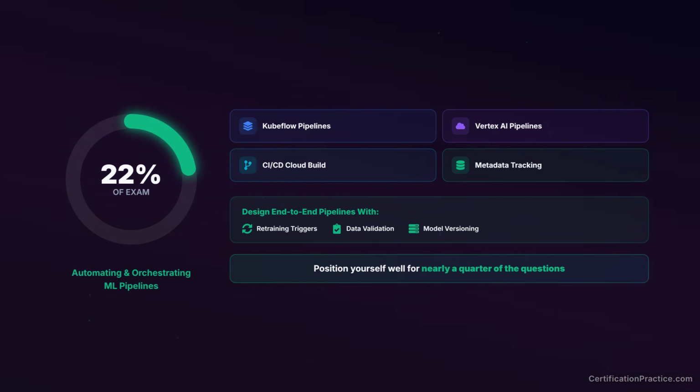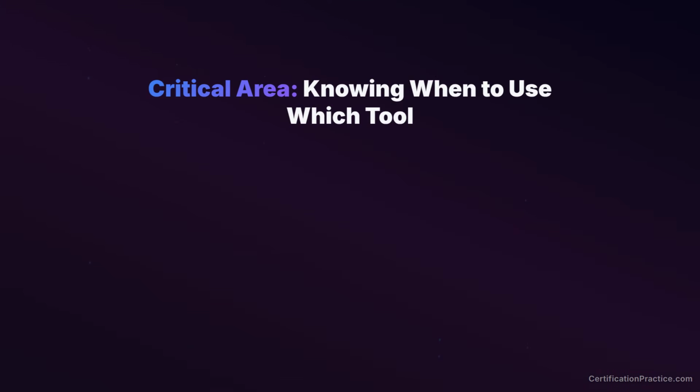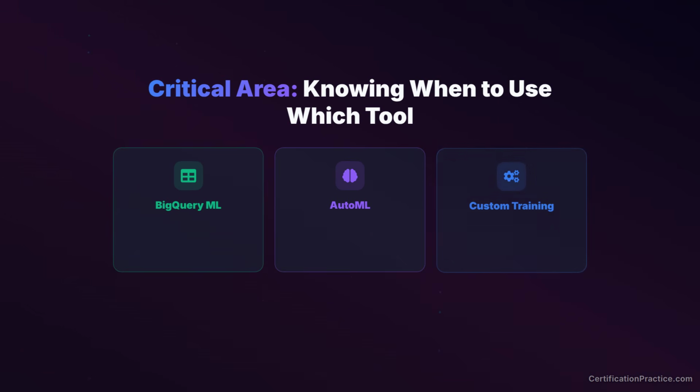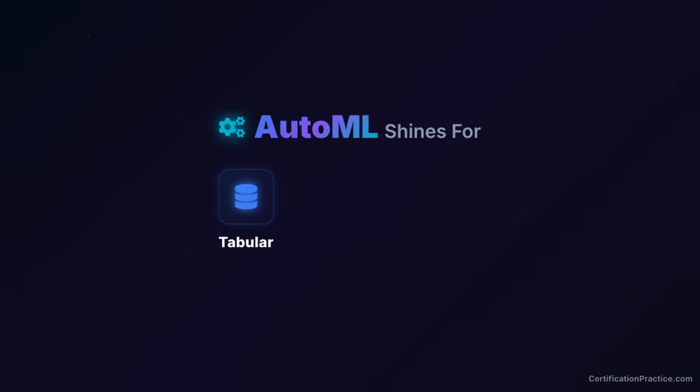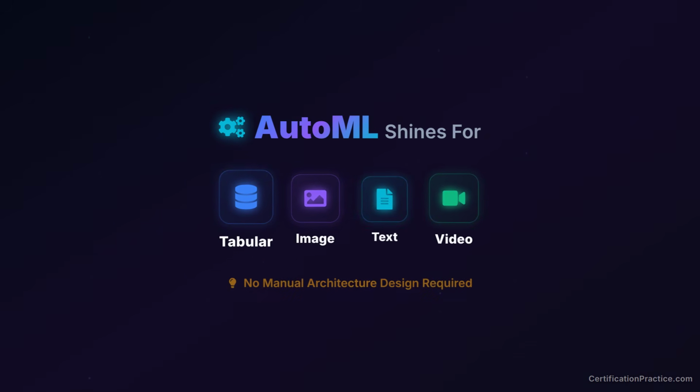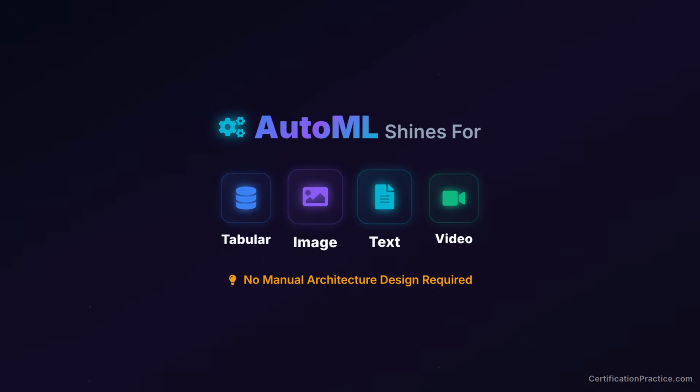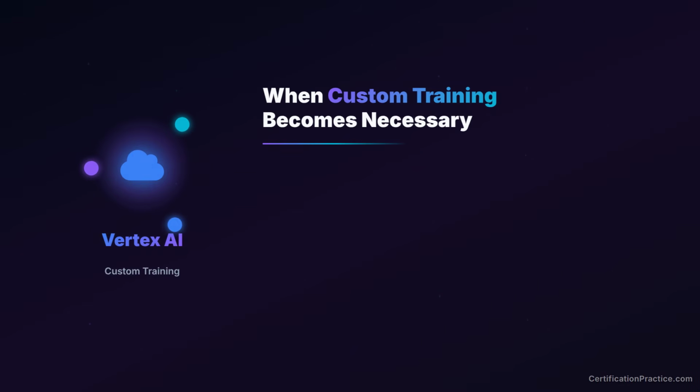Another critical area involves knowing when to use which tool. Choose between BigQuery ML, AutoML, and custom training based on scenarios. BigQuery ML works when data lives in BigQuery, and you need quick SQL-based development. AutoML shines for tabular, image, text, or video data without manual architecture design. Custom training through Vertex AI becomes necessary when you need fine-grained framework control. Knowing these boundaries helps eliminate wrong answers quickly.